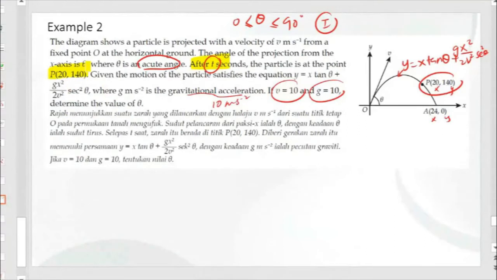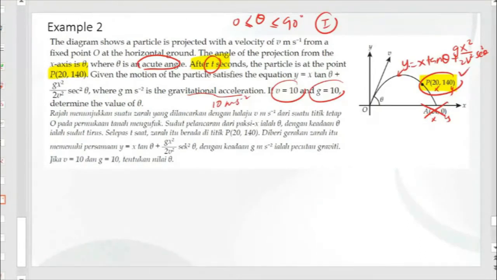So now the question wants you to find the specific angle at the specific time. So it must be at this point, because the question asks at this point. The question wants you to find at this point, so t also at this point only. So we cannot use A for this question. We can only choose P.